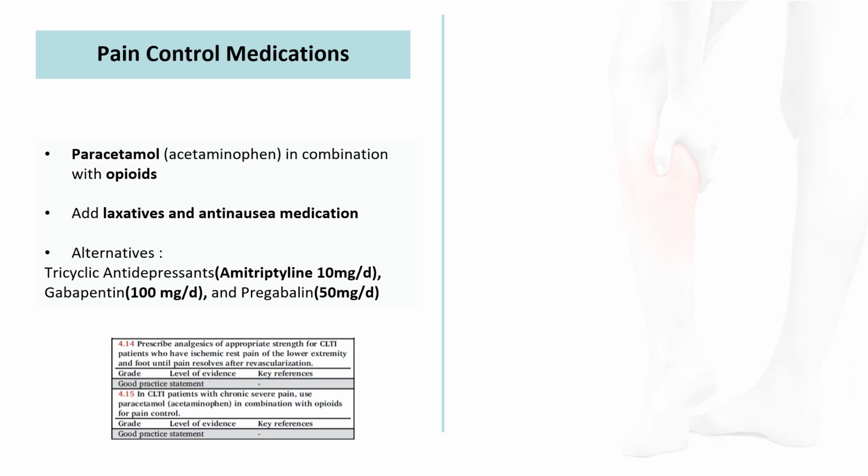Now, whenever you're using opioids, they are likely to cause constipation and nausea, and therefore medication to prevent the same becomes important. Alternatives like tricyclic antidepressants, gabapentin and pregabalin can also be added if pain is not controlled with the former combination. The latter drugs can also be used in treatment of neuropathic pain as well.